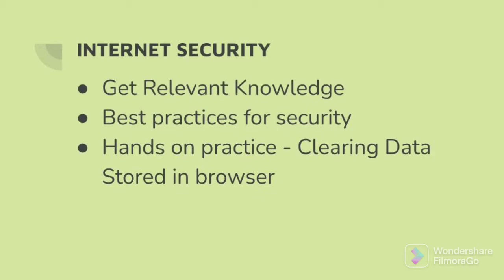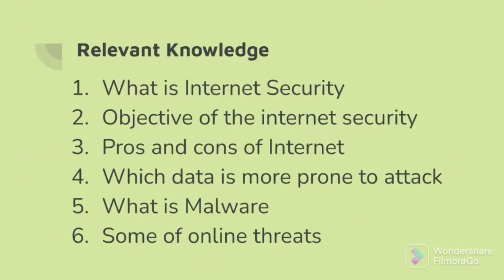Okay, now let's move to the first section, getting relevant knowledge about internet security. Here we will learn about six things: what is internet security, the objective of internet security, pros and cons of the internet, which data is more prone to attack over the internet, what is malware, and some online threats. So we will begin with what is internet security.